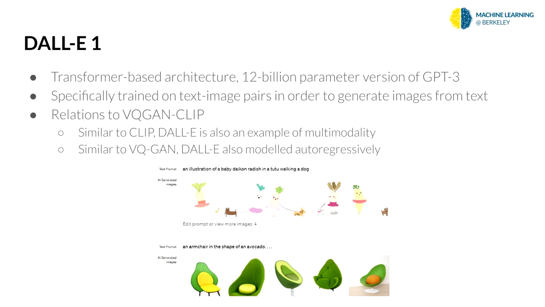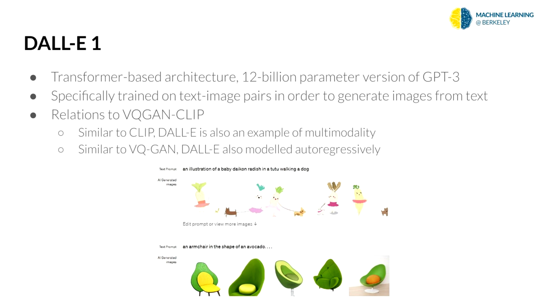Rather than using two separate models, DALL-E is one single transformer-based architecture model. Essentially, it's a 12 billion parameter version of GPT-3. Specifically, it was trained on text-image pairs in order to learn how to generate images from text. So in a couple ways, it's very similar to VQ GAN Clip and takes a couple ideas from it as well.